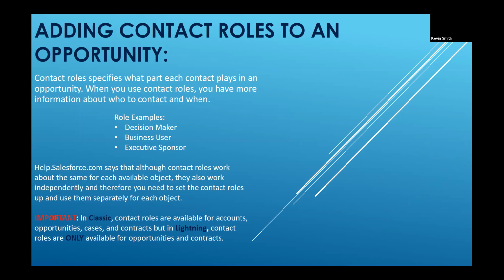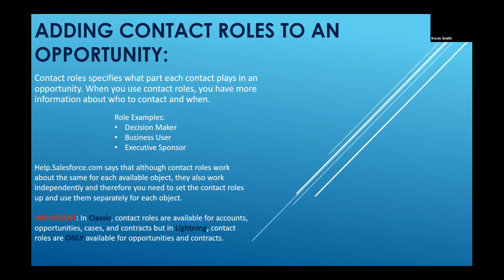The next one we're going to touch on is adding contact roles to an opportunity. Role specifies what part each contact plays in an opportunity. When you use the roles, you have more information about who to contact and when to contact them. And here are examples of out-of-the-box roles that they have: a decision maker, business user, executive sponsor.